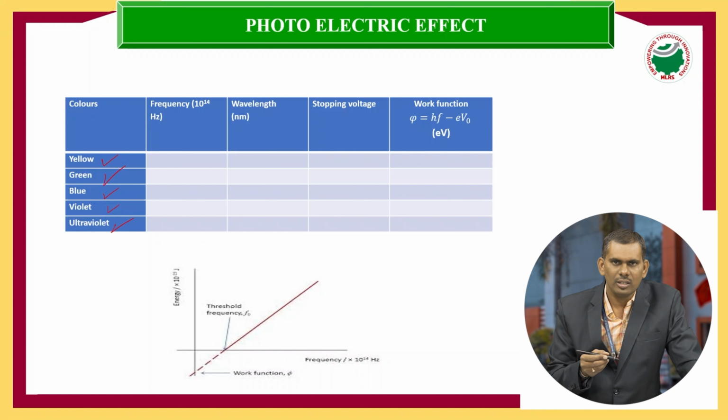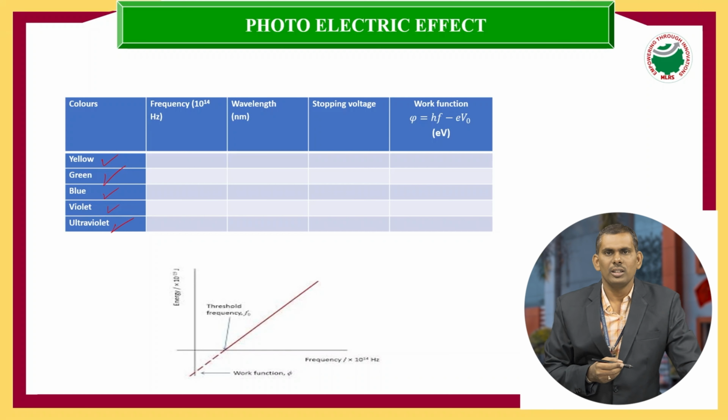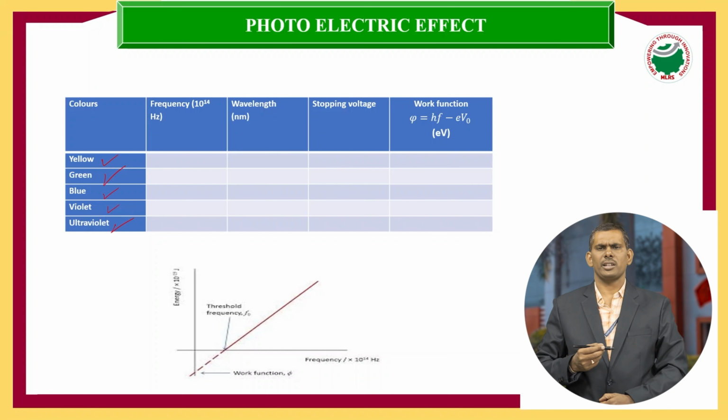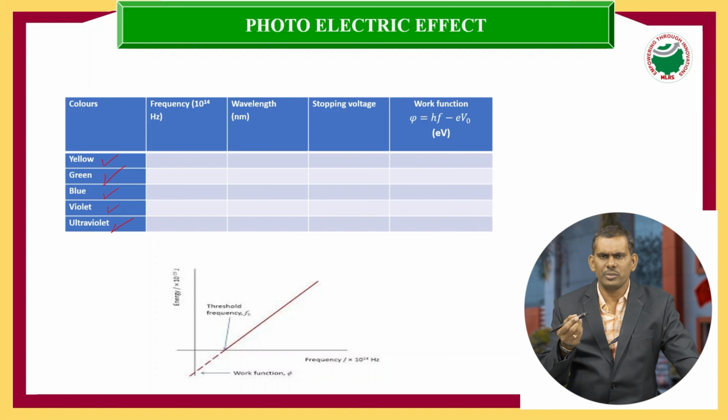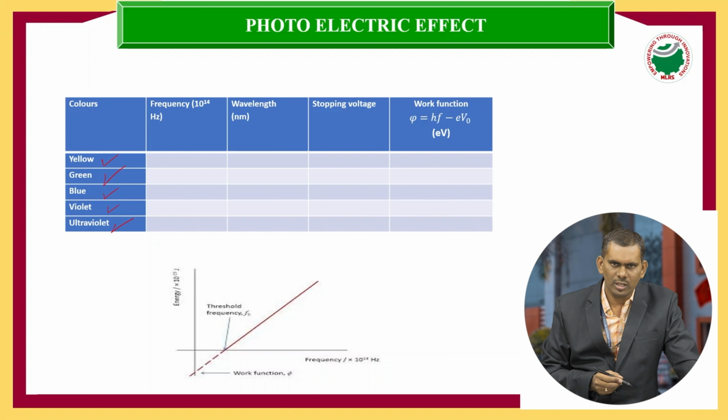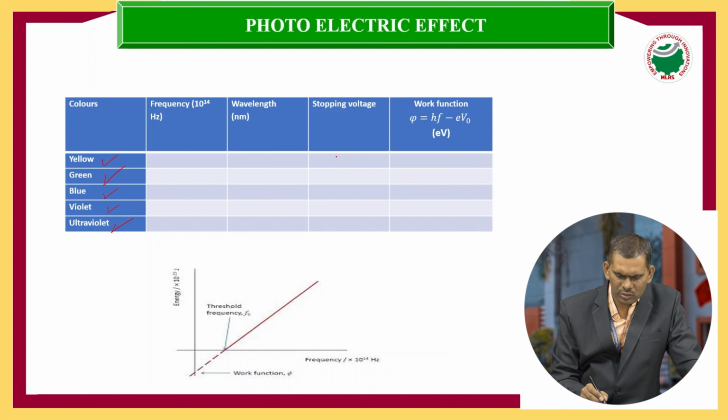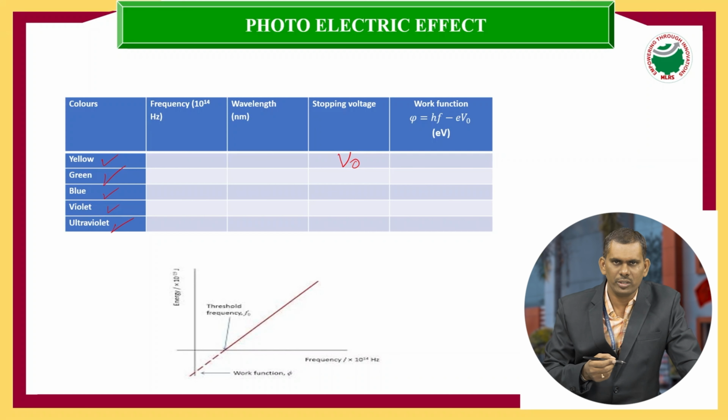Next we apply the voltage at that instant. By increasing the voltage, the generated current slowly decreases and it comes to zero at a particular voltage. That voltage is nothing but the stopping voltage for the yellow wavelength. Whatever voltage value you get while executing the experiment, you need to substitute in this column, opposite to yellow color.